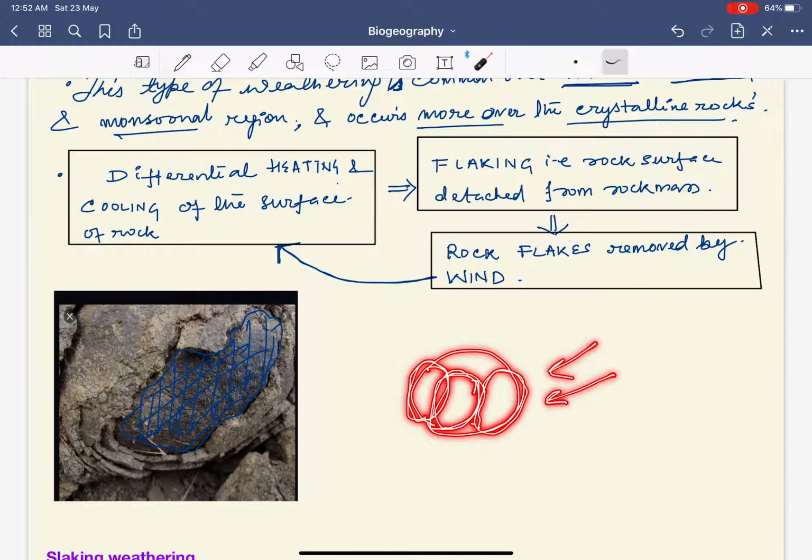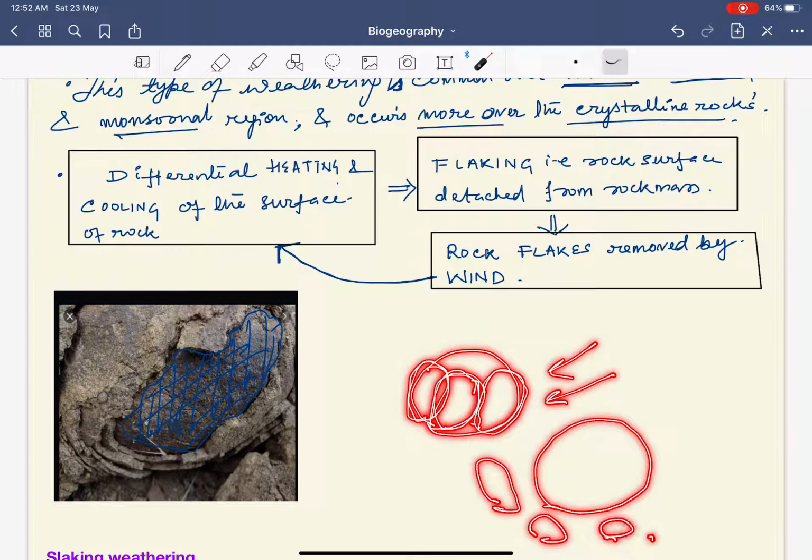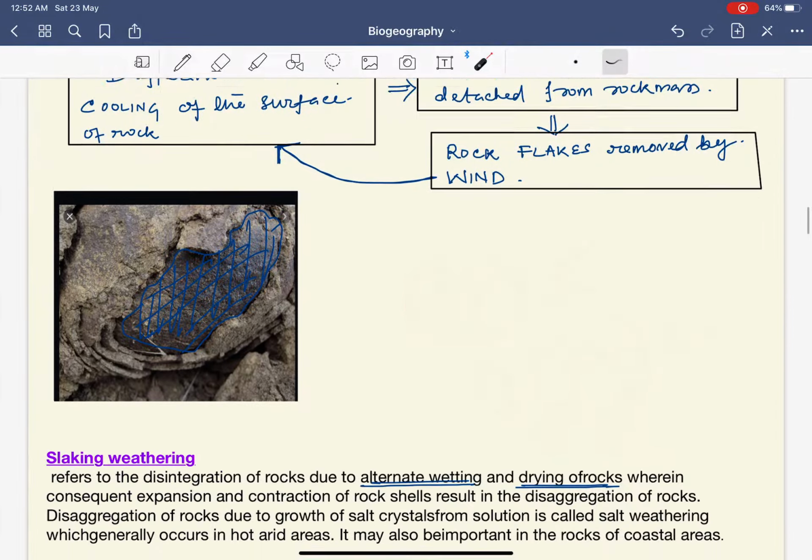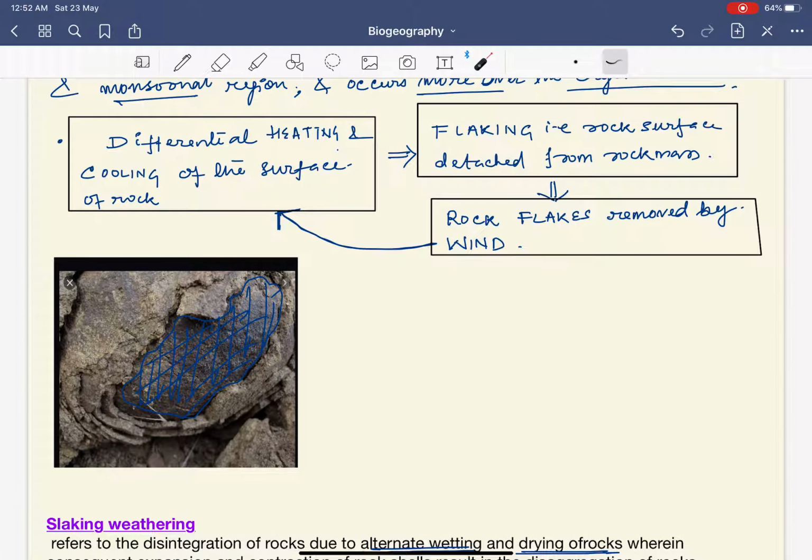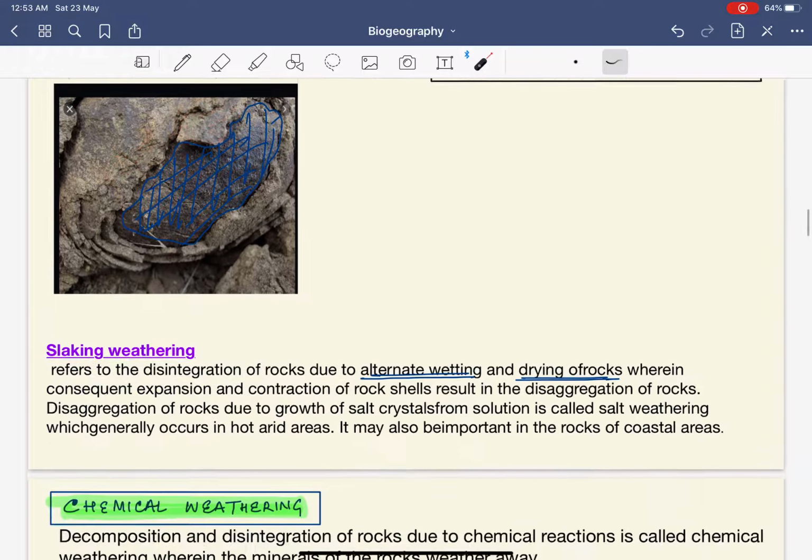Wind will remove these rock flakes. Next, again there will be heating and cooling, and again rock flakes would be developed. Again wind will come, and again it will remove the rock flakes. This is basically an example. See how the flaking has occurred. As you can see, the layers of rocks are falling apart. It is because differential heating and cooling lead to this flaking, and this flaking is removed by your winds.